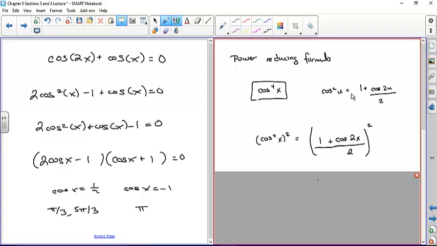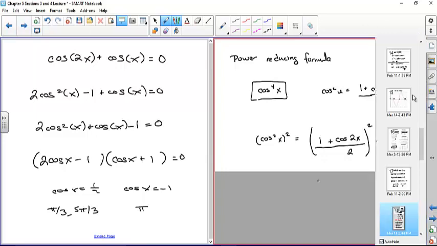And what I can do is I can use this power reducing formula, which says cosine squared of u equals 1 plus cosine of 2u, this actually goes all the way like that, 1 plus cosine of 2u over 2. So let's pull my formula sheet out and show you where that is.